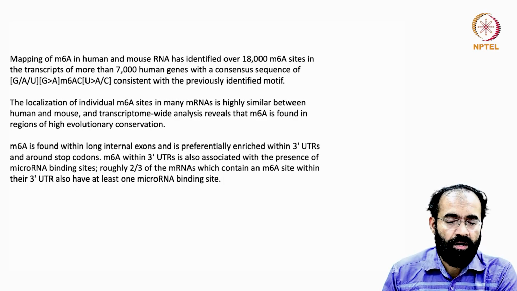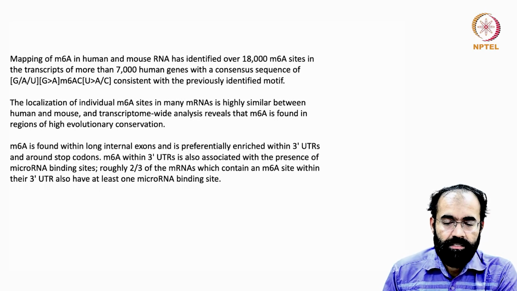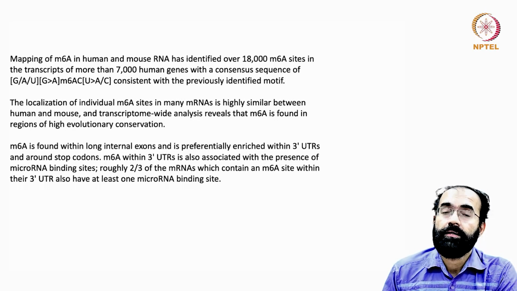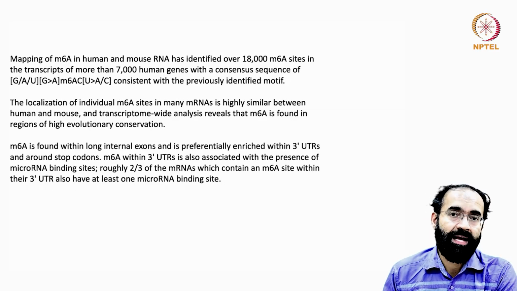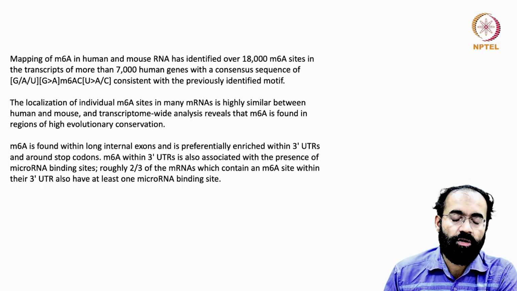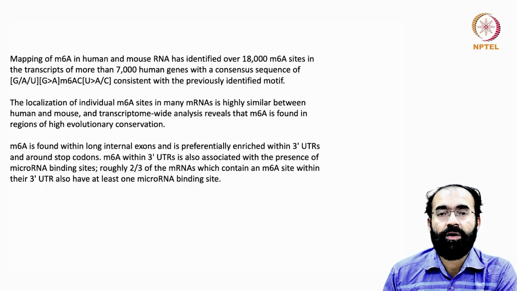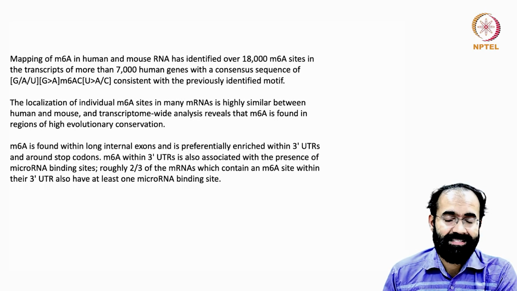So M6A is found within long internal exons and is preferentially enriched within the 3' untranslated region, and also found around the stop codons. Every RNA has a stop codon, which we already know, and in and around that you are going to have the methylation. And M6A within the 3' UTRs is also associated with the presence of microRNA binding sites. When a microRNA is bound, it will mark the mRNA as not capable of translation, and it will block the translation.